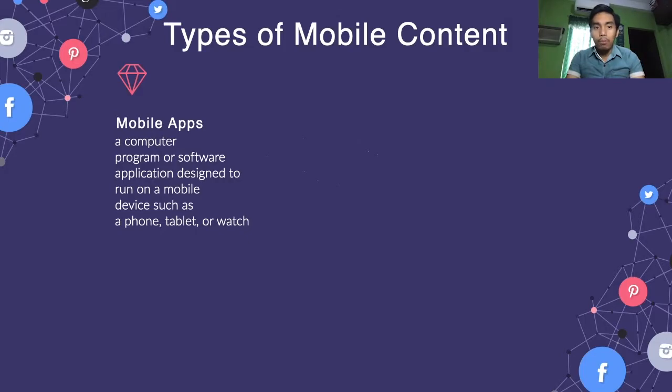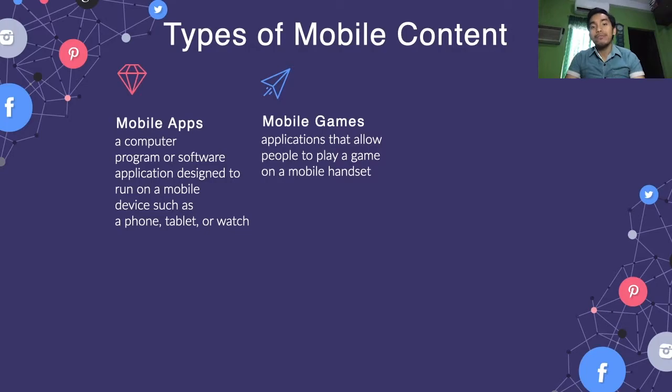What are your most common mobile apps? Most likely you have an app for taking photos, for editing photos, for taking videos, for sending messages, or even social media, of course. So most likely you will have Facebook, you will have Instagram, and nowadays probably TikTok. You also have Twitter, etc. Now you also have mobile games, of course, for the gamers out there. These are applications that allow you to play a game on your mobile handset.